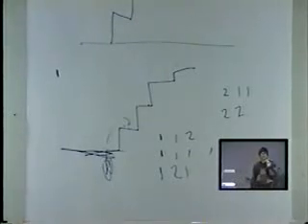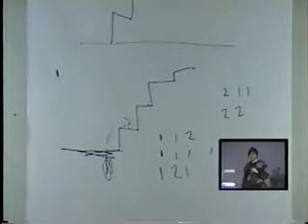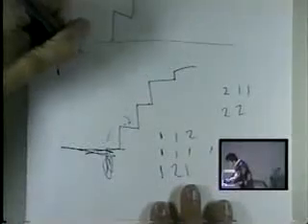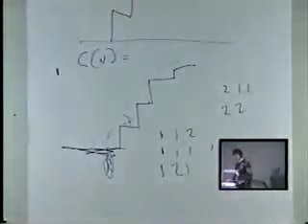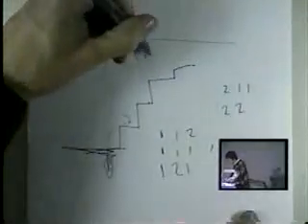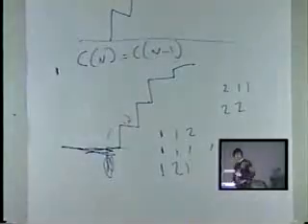How many ways are there to climb n steps if I'm allowed to climb 1 step or 2 steps at a time? Fibonacci numbers. Why the Fibonacci numbers? The number of ways to climb n steps is: my first step, if it's 1, I now need to climb n minus 1 steps, right?